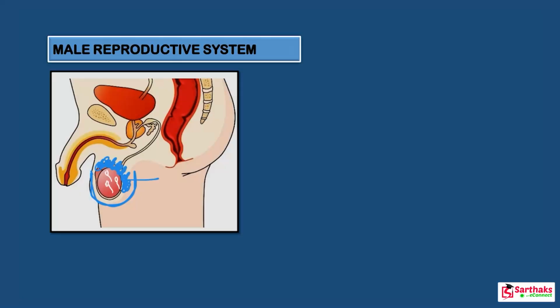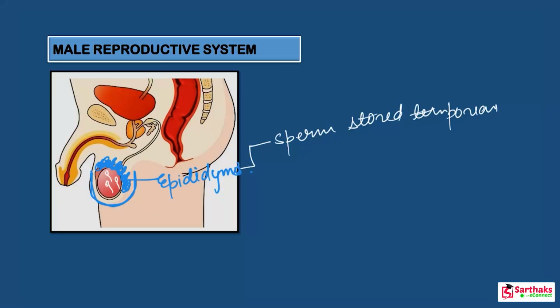So write down the name. This is the epididymis. What is the function of the epididymis? Actually here sperm is stored. Their main function is that sperm is stored temporarily, just temporarily, clear, in the epididymis.